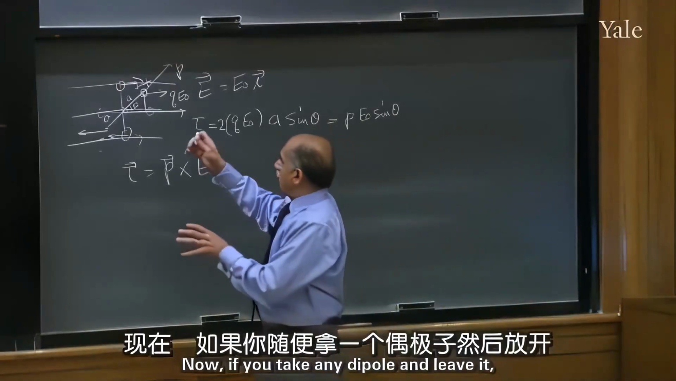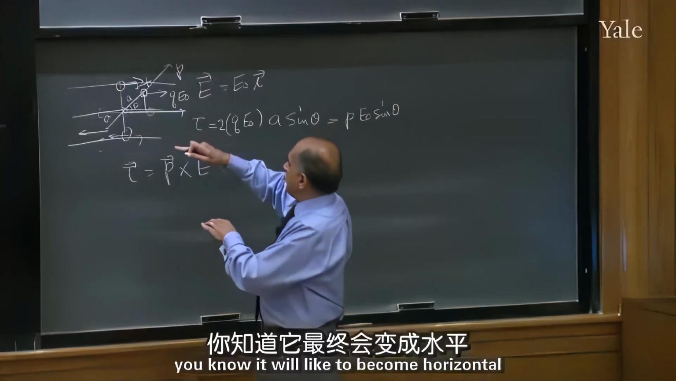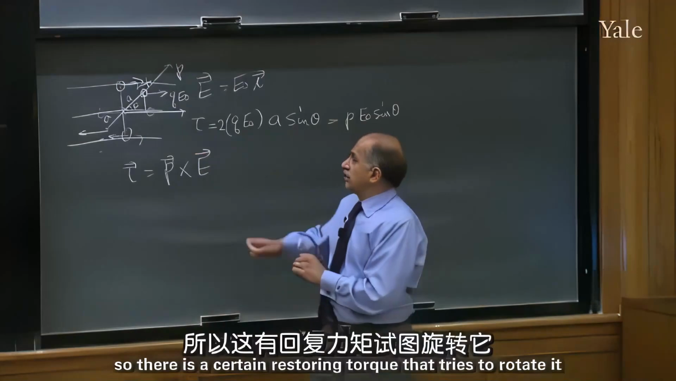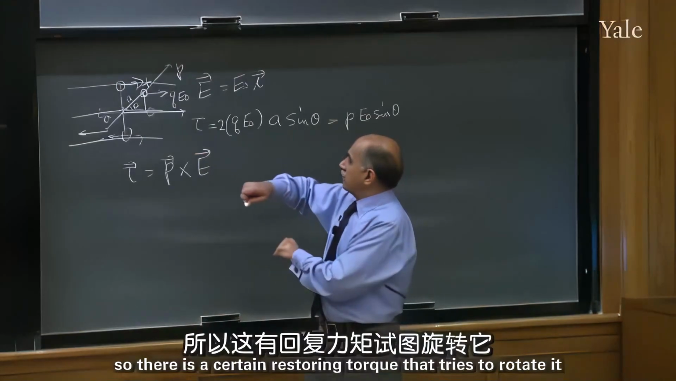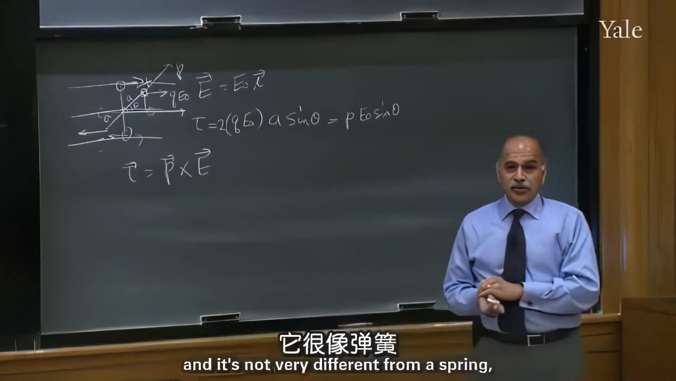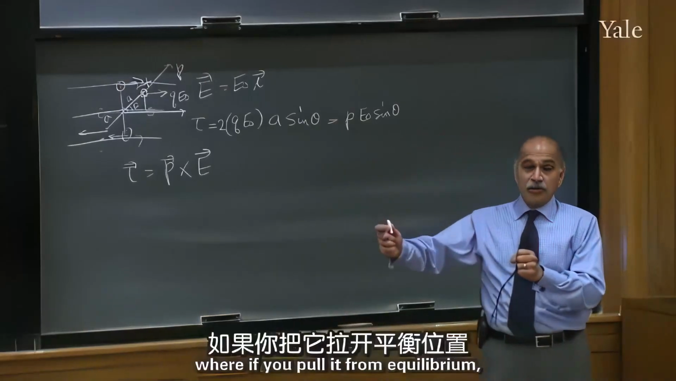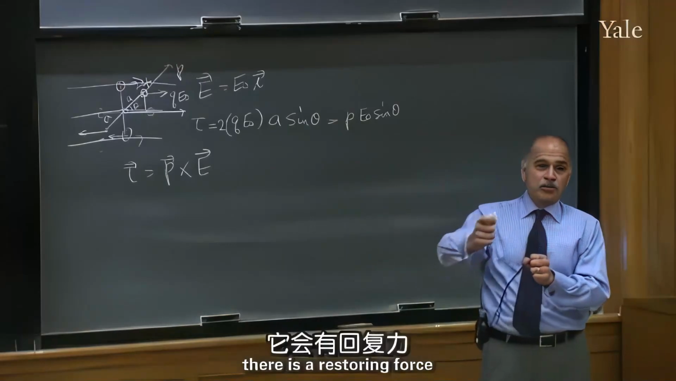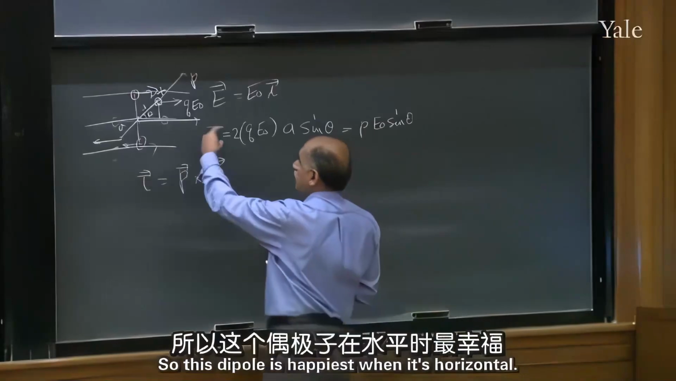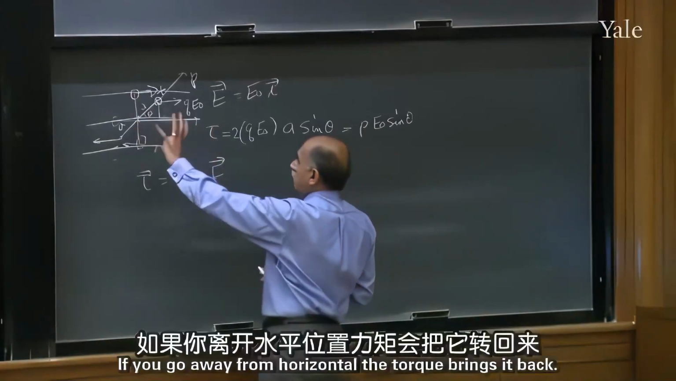Now, if you take any dipole and leave it, you know it will like to become horizontal. So there is a certain restoring torque that tries to rotate it so it becomes horizontal. And it's not very different from a spring, where if you pull it from equilibrium, that's the restoring force that brings you back to where you were. So this dipole is happiest when it's horizontal. If you go away from horizontal, the torque brings it back.